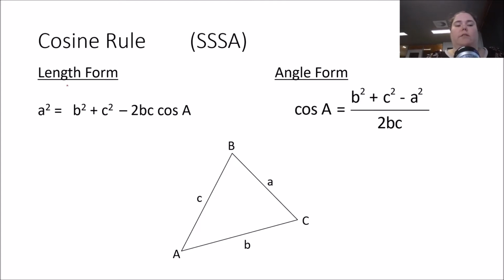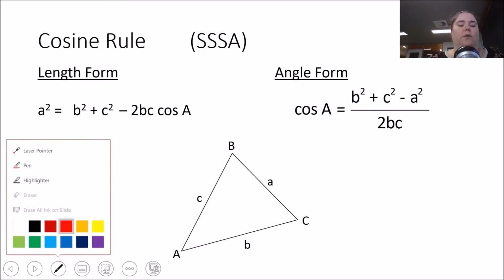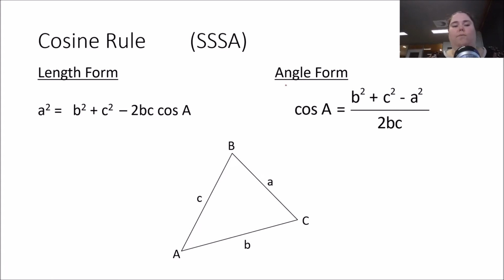The first one is for when I'm trying to find a side length. The second one is when I'm trying to find an angle. Both these forms are on your cheat sheet, but they're just rearranged versions of each other. The key thing with non-right angle triangles is the labeling, just like with right angle triangles. We label them A, B, and C. Our angles are capital letters, and our sides are the same letter but lowercase when it's opposite. So little a is opposite big A, little b is opposite big B, little c is opposite big C.